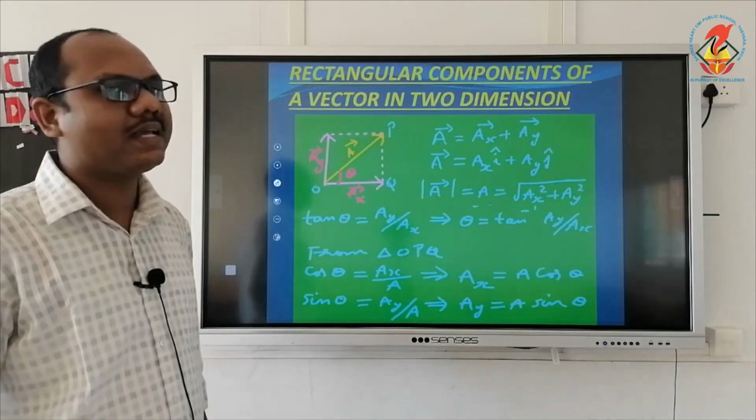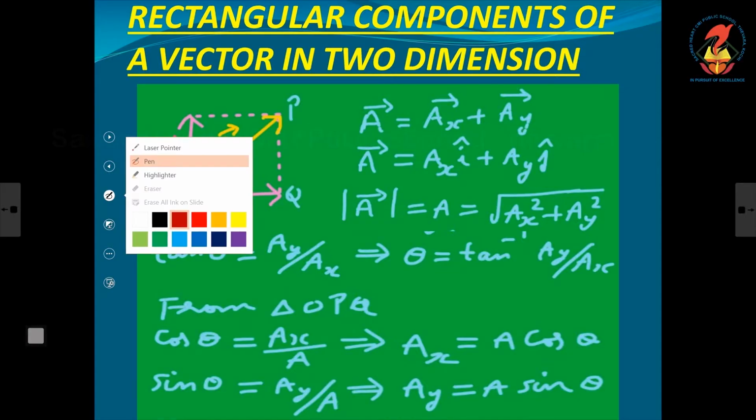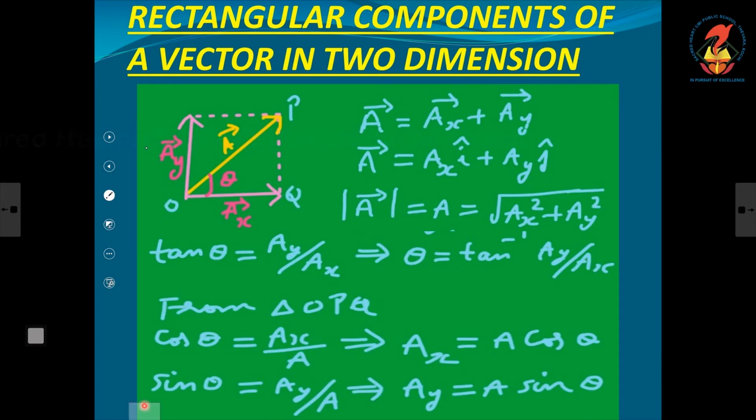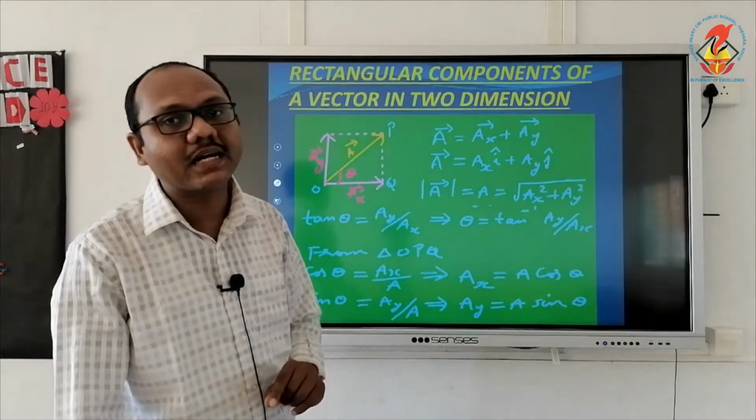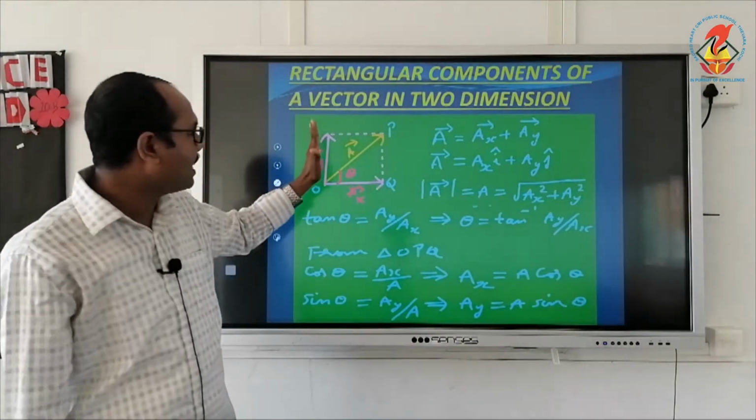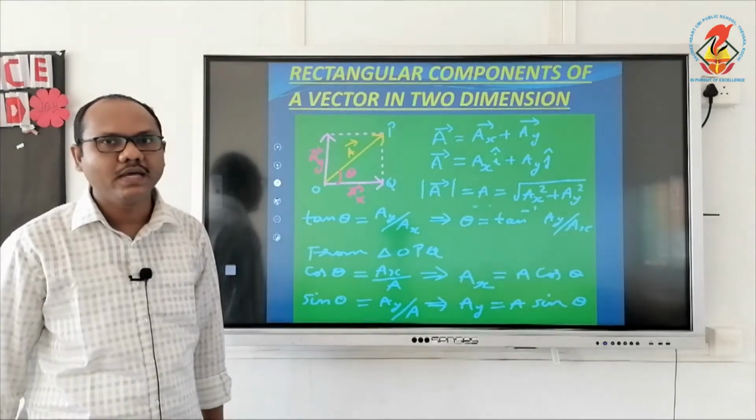Rectangular components of a vector in two dimensions. So what I am doing is, I just took a vector A, which is this is vector A, and I am going to split this vector into two parts, vector AX and vector AY. So these two are called the rectangular components because AX and AY are mutually perpendicular to each other.